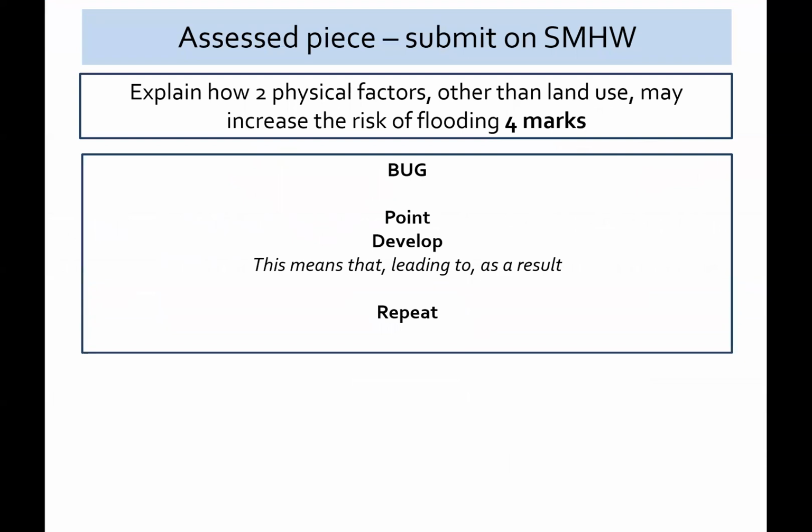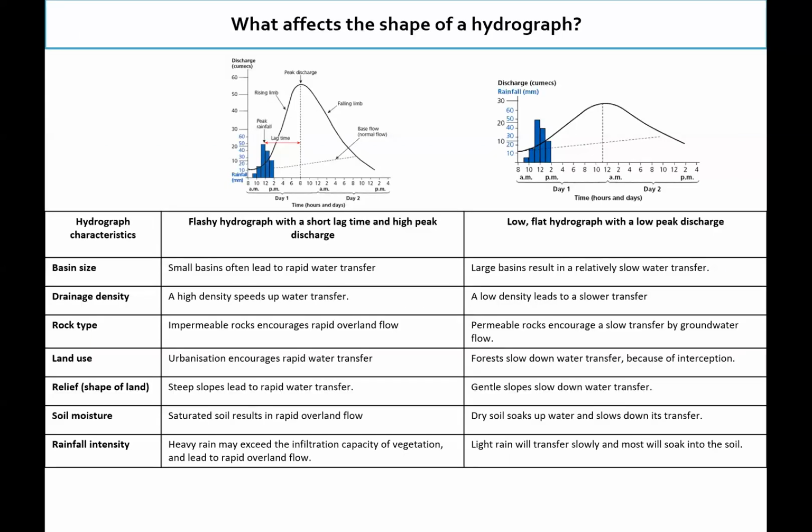So explain how two physical factors other than land use may increase the risk of flooding. So before you attempt this, it might be worthwhile going back to your table and colour coding. So in one colour, green perhaps, colour in the physical factors, so the natural things, the things that happen naturally. And in another colour, maybe like a red or something, highlight the human factors, so things caused by people, what people have done.